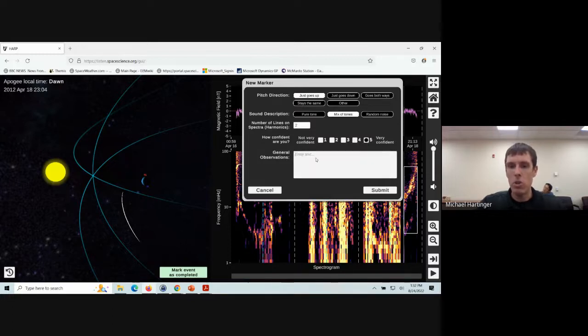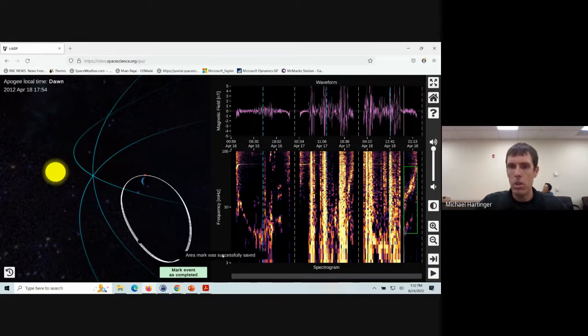And you can also enter in general comments. So I'm just gonna write standing Alfvén waves. And you can submit it. And then you see that it was saved, and you can do another one. And you can, again, mark the event as completed, and you'll see some information pop up there. You can play the sound over and over again.